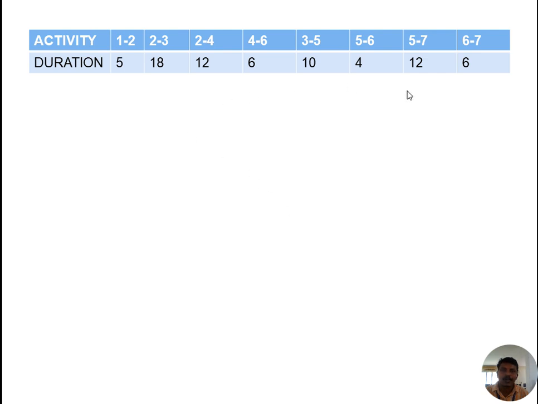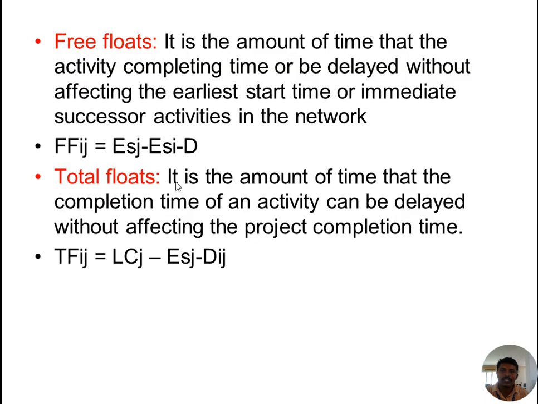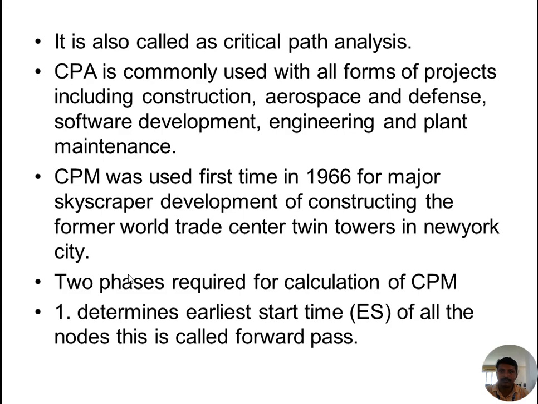This is an example problem on the critical path. In the problem, the activities and durations are given, to determine the earliest starting time and latest completion time, and to check the conditions. Free floats and total floats are helpful for identifying the critical path. When the free float and total float are zero, that path is called the critical path.